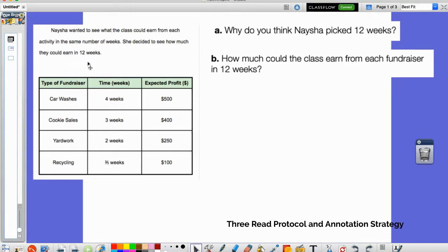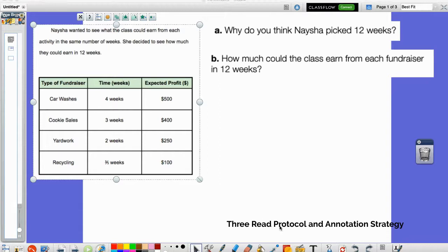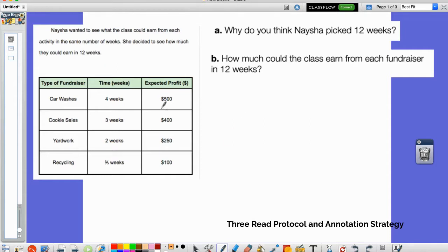It says here, Naisha wanted to see what the class could earn from each activity in the same number of weeks. I'm going to pause right there, and I'm going to notice that there are 4 activities. And what Naisha wants to do is compare these 4 fundraisers looking at the same number of weeks. So I'm going to circle the part where it says the same number of weeks. Okay, and we'll understand that better once we look at the questions.